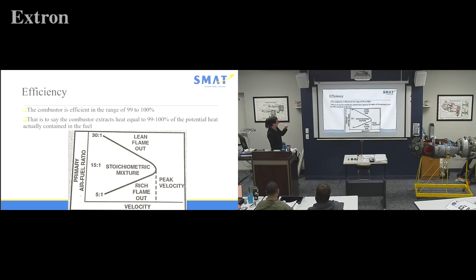But, so first of all, as far as efficiency, the combustor in a turbine is efficient in the range of 99 to 100%.